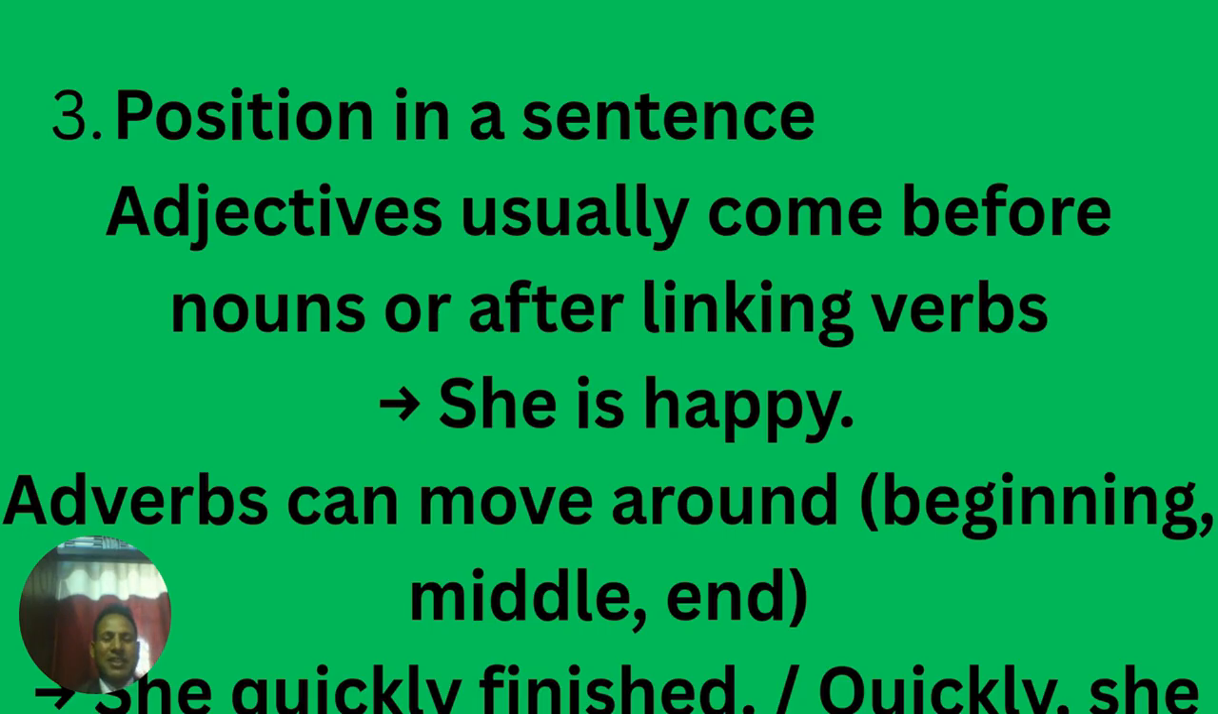Following this, we have position in a sentence. Where do we keep the adjectives and where do we keep adverbs? Adjectives are usually kept before nouns or after linking verbs. For example, she is happy. Here, the adjective has been kept after a linking verb, but adverbs can move around. Sometimes they go to the beginning, sometimes in the middle, and sometimes at the end. For example, she quickly finished and she finished quickly. So sometimes it can be placed at the back also.